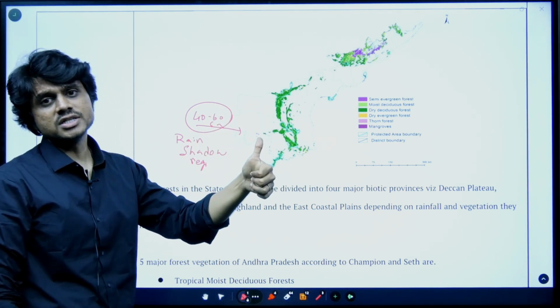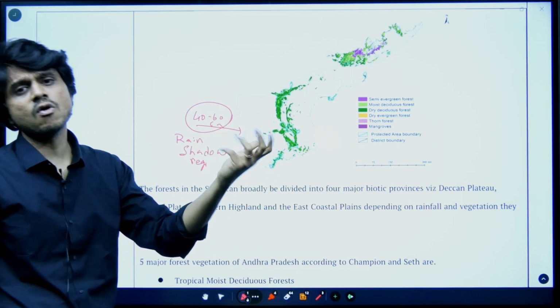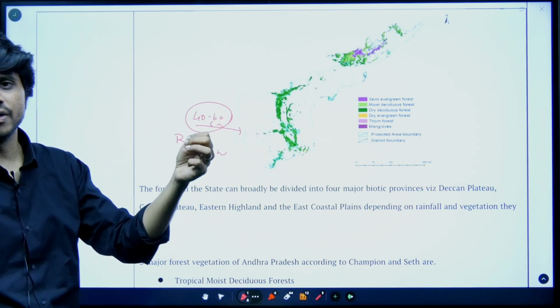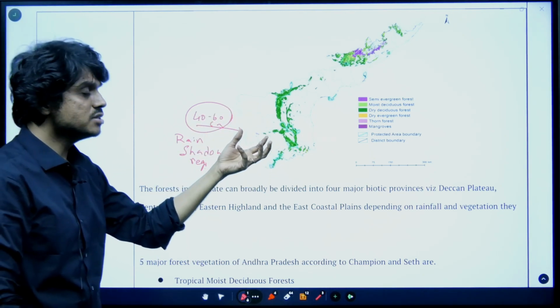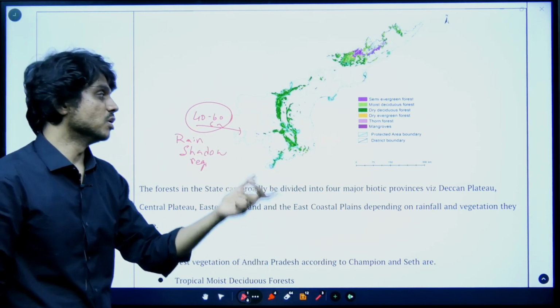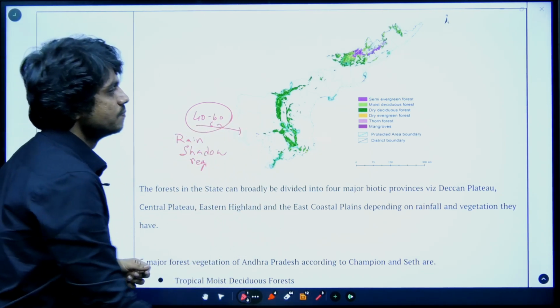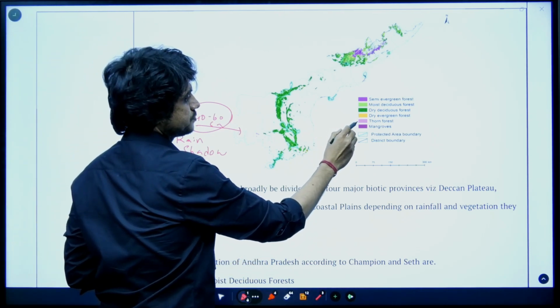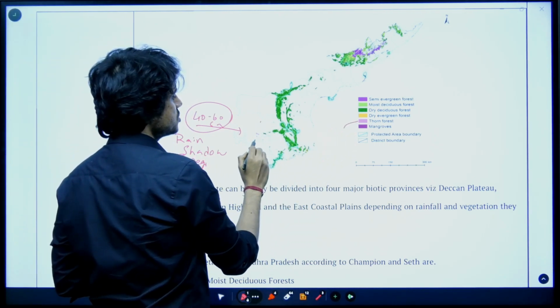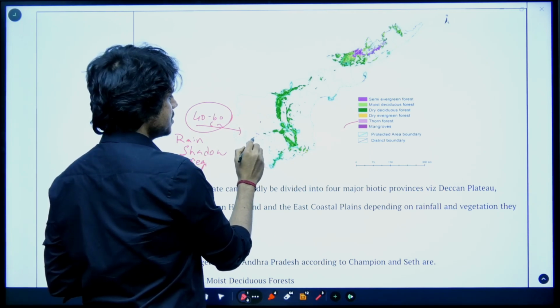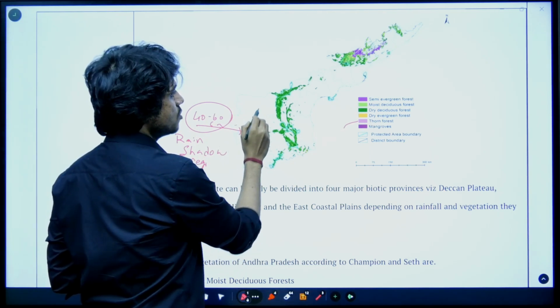But in order to sustain such high temperature, when there is high temperature, evapotranspiration happens, right? When there is such high evapotranspiration, a good amount of moisture should also be available. But when that moisture is not available, you will have a kind of thorny forest. Such thorn forest is present here. See here, this is the dry part. So here you have the thorn vegetation.